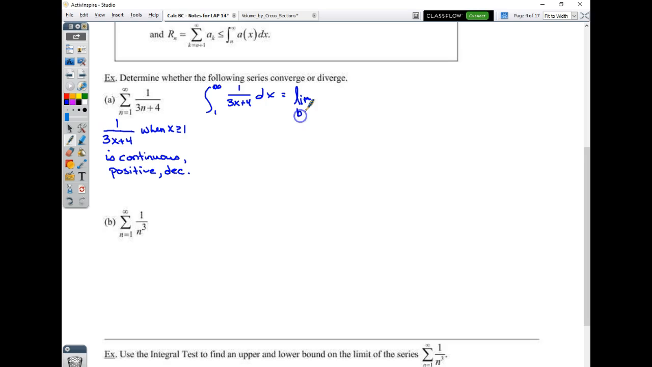We cannot take the integral from 1 to infinity. We can only do a limit. So I'm going to rewrite this as the limit as b approaches infinity of the integral from 1 to b of 1 over 3x plus 4 dx. Wait, this is starting to look a lot like that improper integral stuff. Of course it is. It's an improper integral. All right, so my question to you then, what's the antiderivative of 1 over 3x plus 4?